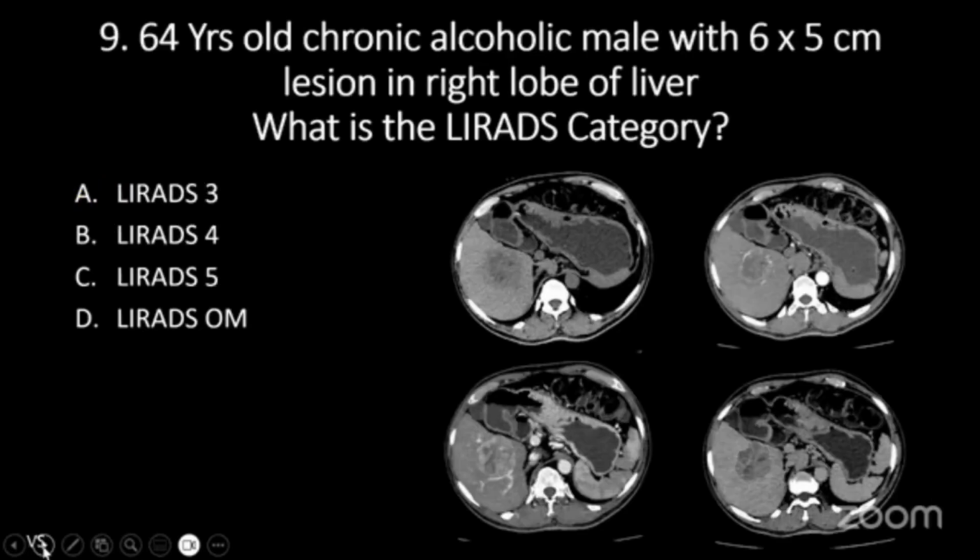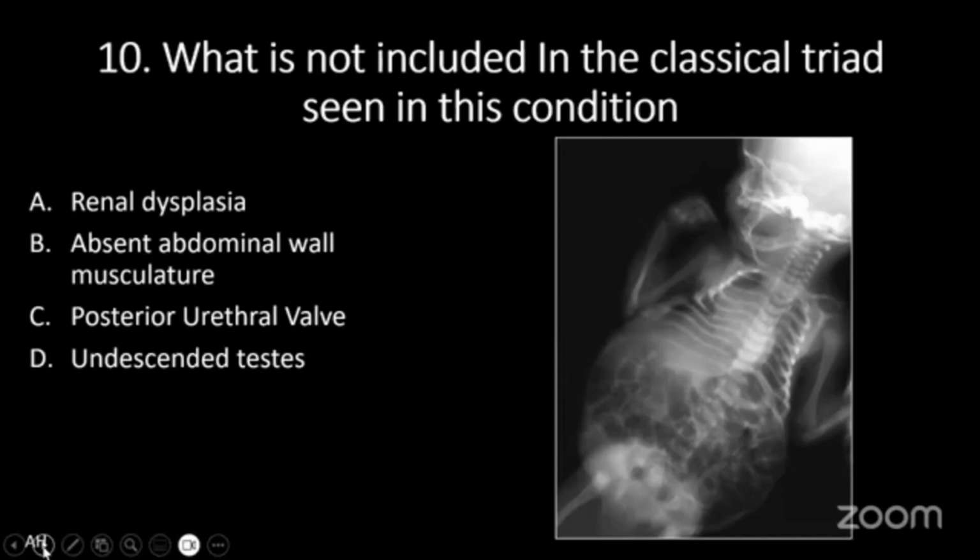Here with the clinical history, the arterial enhancement and complete washout in the delayed image is typical of LI-RADS 5, which does not need biopsy for confirmation. It's very classical. It's typical prune belly syndrome with the triad of absence of abdominal wall musculature, renal dysplasia, and undescended testis. PUV is not in the triad.